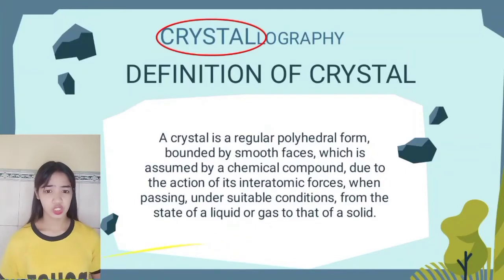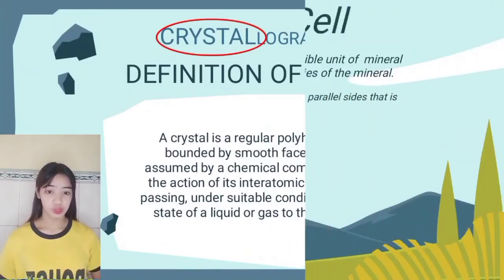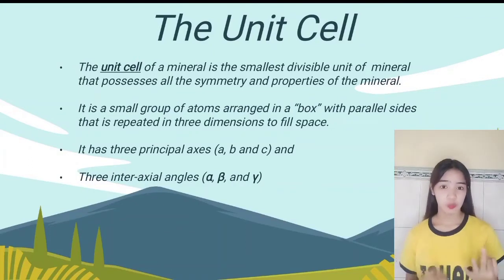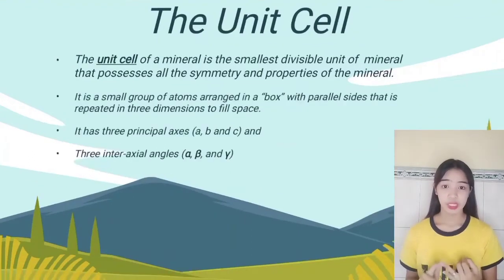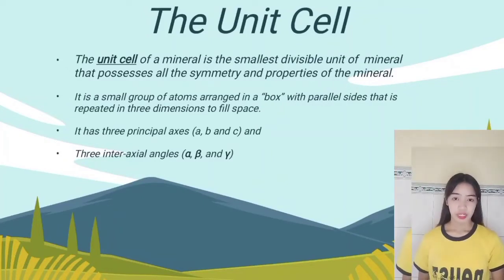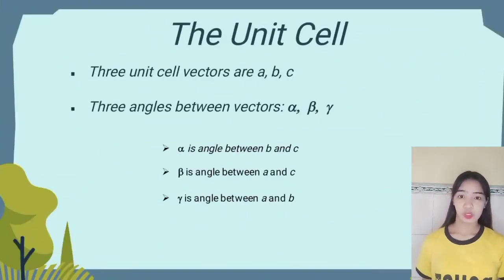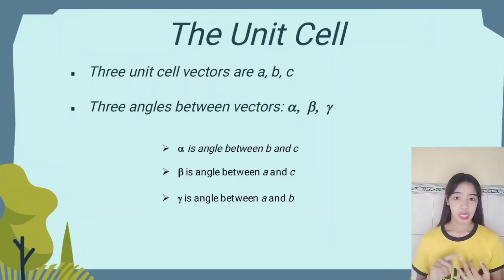After knowing the definition of crystallography, let's move on to the unit cell. The unit cell of a mineral is the smallest divisible unit of mineral that possesses all the symmetry and properties of the mineral. It is a small group of atoms arranged in a box with parallel sides that is repeated in 3 dimensions to fill space. It has 3 principal axes, which are A, B, and C, and 3 interaxial angles, which are alpha, beta, and gamma. The 3 unit cell vectors are A, B, C, and the 3 angles between vectors are alpha, beta, gamma.